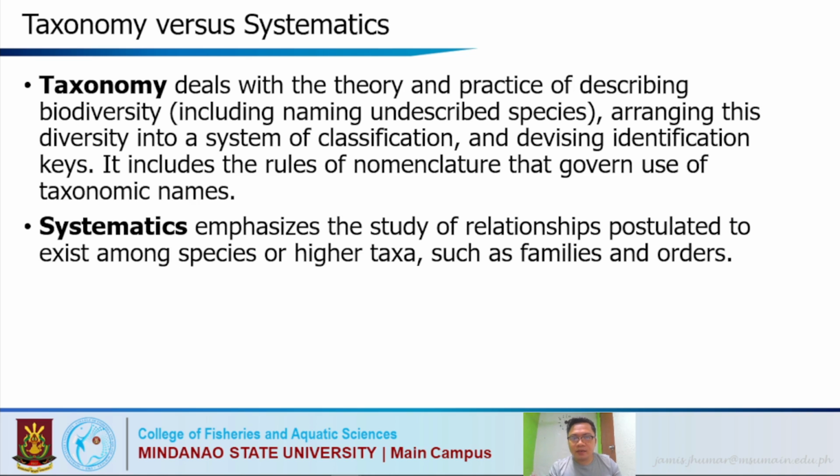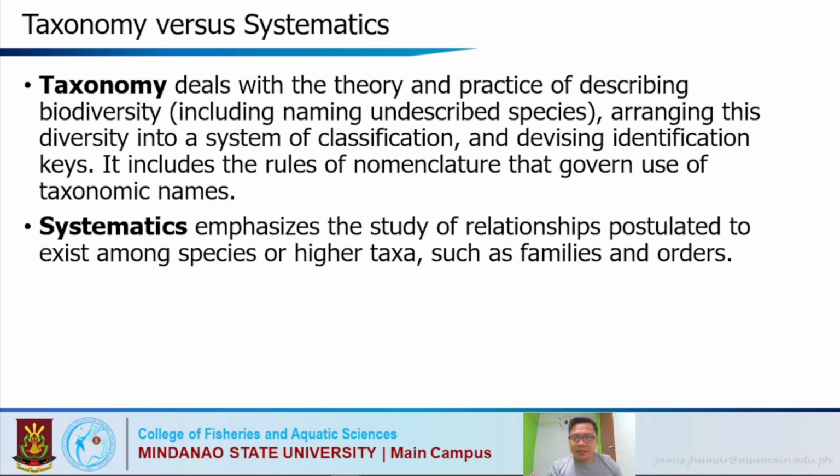So basically, these identification keys involve what we call the dichotomous key, and there is also one other key that employs elimination of some characteristics in order for them to identify what particular species that is. Taxonomy also includes the rules of nomenclature that govern the use of taxonomic names. So this was what we were talking about in our previous discussions, that the binomial nomenclature that was introduced by Carlos Linnaeus had significantly helped in the taxonomic naming of discovered species nowadays.